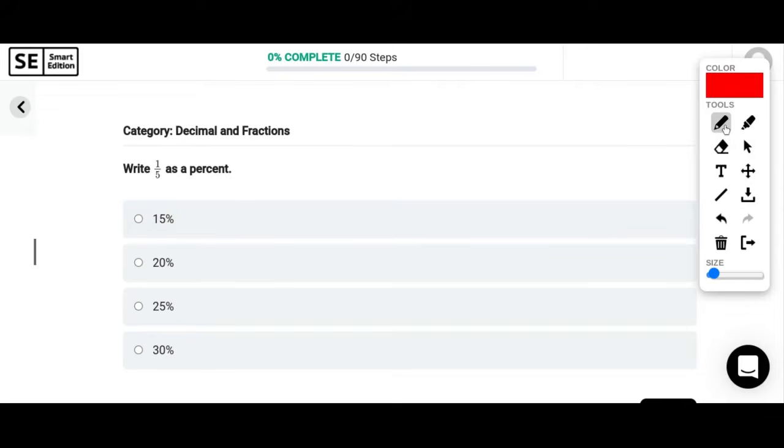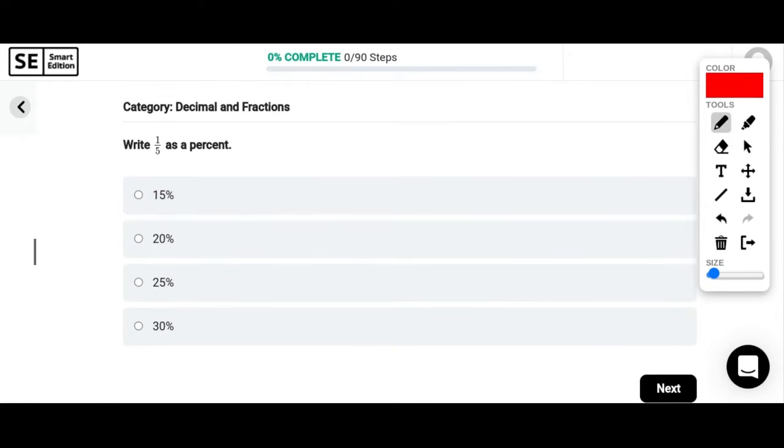Okay, write 1/5 as a percent. I'll show you 2 different ways to go from a fraction to a percent.